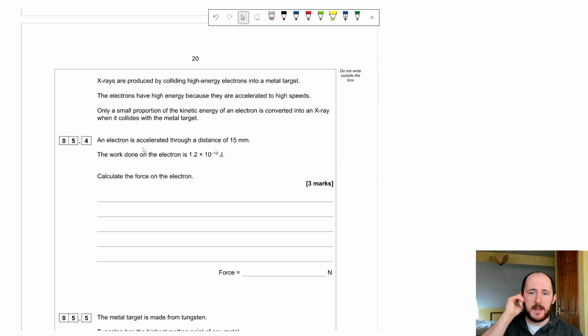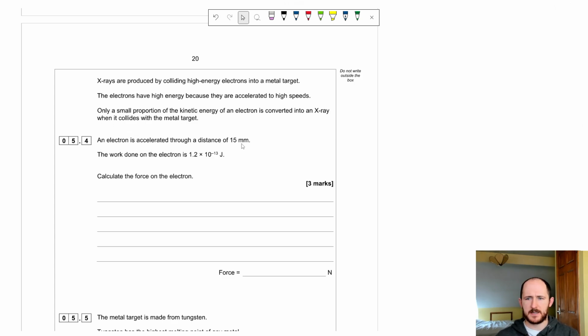For this question here, we have X-rays are produced by colliding high-energy electrons into a metal target, which is very cool. Electrons have high energy because they're accelerated to very high speeds. But only a small portion of the kinetic energy is converted into an X-ray, because the rest is scattered off or released as other types of energy.